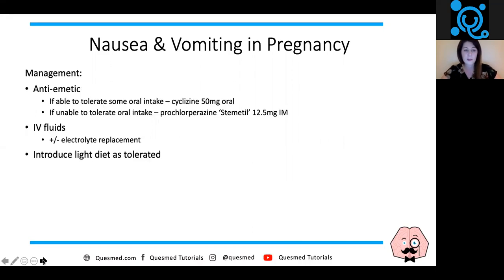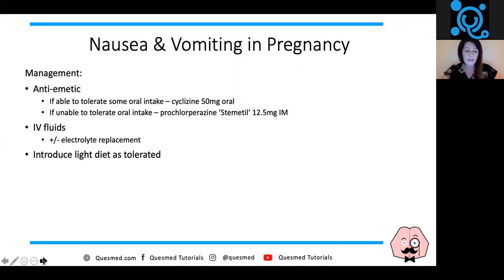First line management is with an antiemetic. Now, if the patient's able to tolerate sips of water, you can give oral, and the first line here is cyclizine. If the patient is vomiting or unlikely to tolerate oral intake, IM prochlorperazine is used. The reason we don't go straight for IM or IV cyclizine is that quite a lot of times the department doesn't have IM cyclizine, and quite often this patient won't have IV access straight away. So you can give IM prochlorperazine straight away without worrying about getting access.